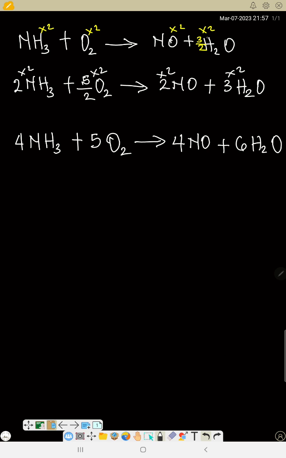You see, I used a fraction to balance hydrogen because it's an odd number. I used a fraction to balance these two. So you can also use fractions to balance; it is allowed. So now count everything. How many nitrogen do you have here? 4. How many nitrogen do you have here? 4. So nitrogen is balanced.